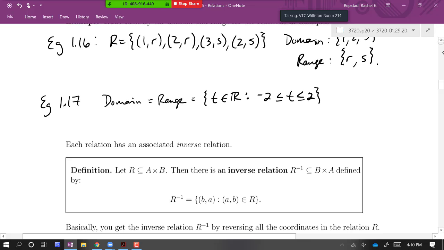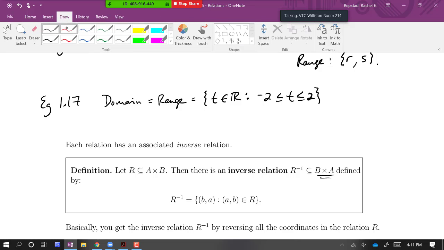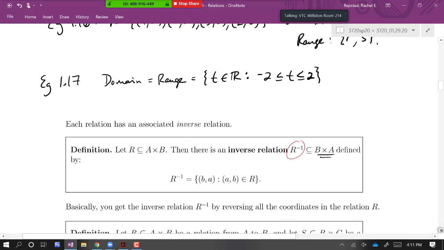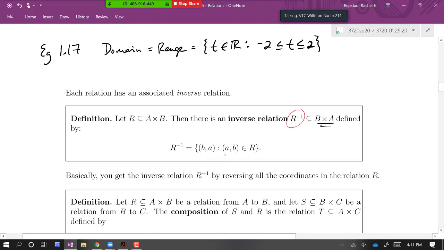If we think of a relation as a collection of ordered pairs, we can get an inverse relation just by taking each ordered pair and flipping it, right? For any relation we have, there is an inverse relation, and it's a relation from B to A instead, and we just flip all of those ordered pairs. We denote it with a superscript -1 for an inverse, and it's defined pretty simply. If (a, b) is in R, then (b, a) is in R inverse.